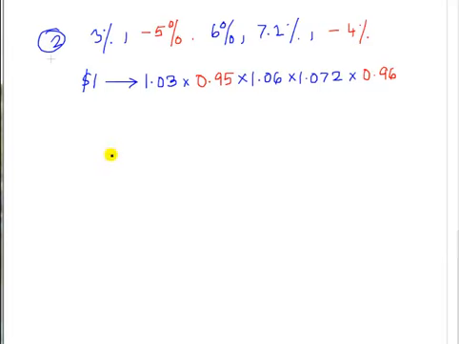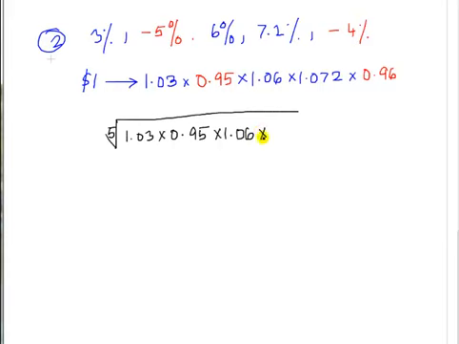We need the average growth rate over the 5-year period. So we have 5 years, so this time we need the fifth root of this product. So the fifth root of 1.03 times 0.95 times 1.06 times 1.072 times 0.96.